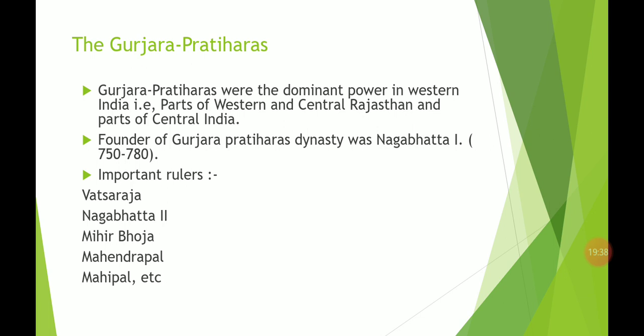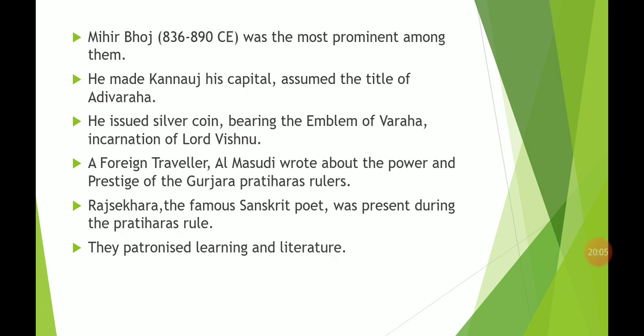Okay, now let us see some of the important rulers of the Gurjar Pratiharas, like Vasraj, Nagbhat II, Mihir Bhoj, Mahendrapal, Mahipal, etc. A lot of kings were there in the Gurjar Pratihar dynasty, but the most important ruler was Mihir Bhoj. So let us see about Mihir Bhoj.